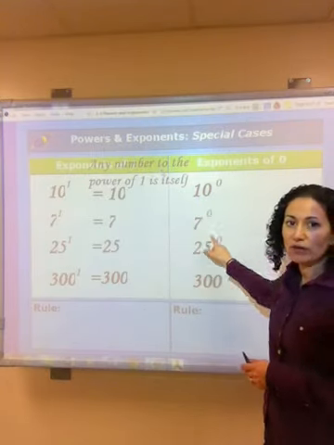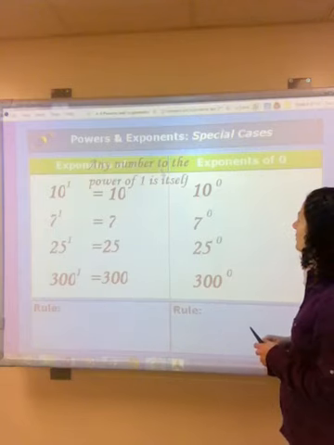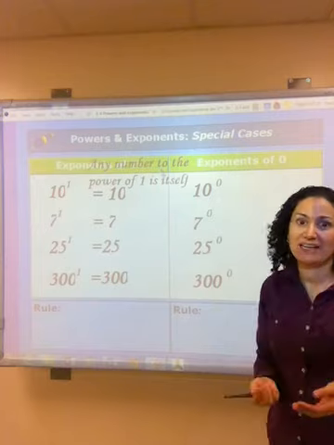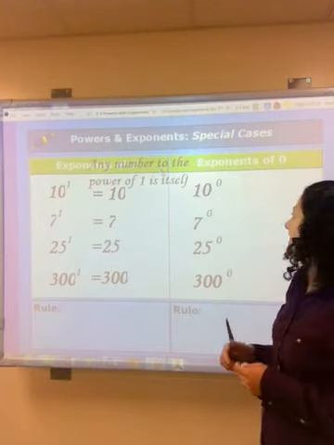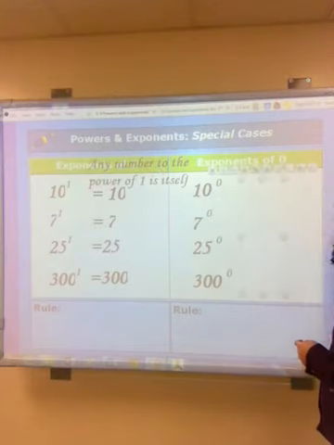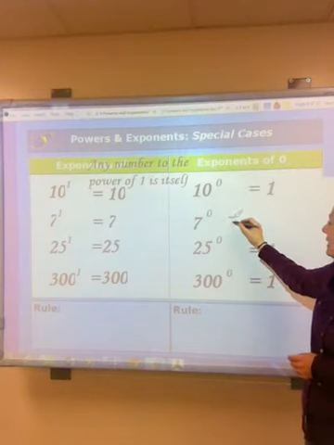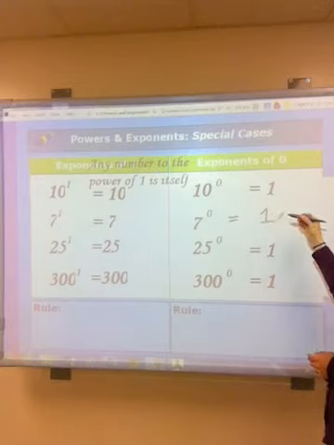The power of 0 is often a tricky one as well. Anything to the power of 0, most kids think is 0. It's not. In fact, it is 1. Anything to the power of 0 is 1.